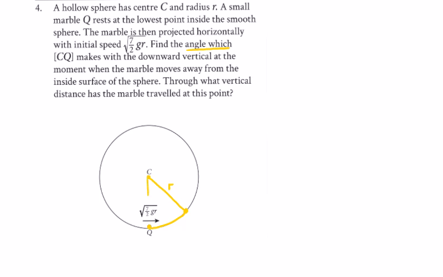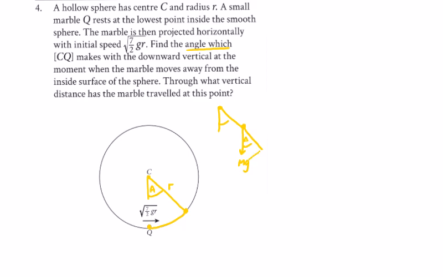So downward vertical, call this A. When the marble moves away from the inside surface. Okay, let's assume that it's less than 90. It might not be. So let's look at taking our particle here. We have mg. We have this angle at the center C. It's going to be corresponding with this one.